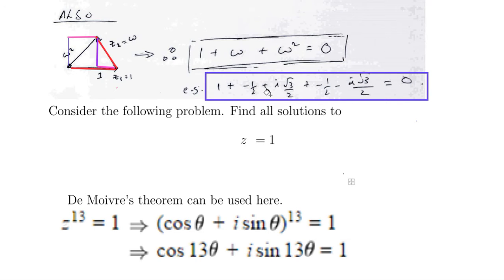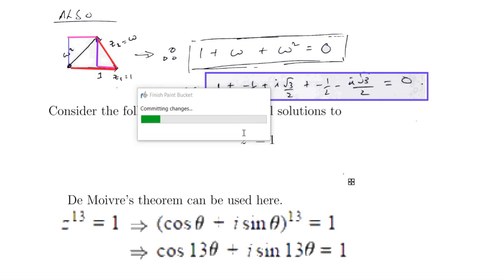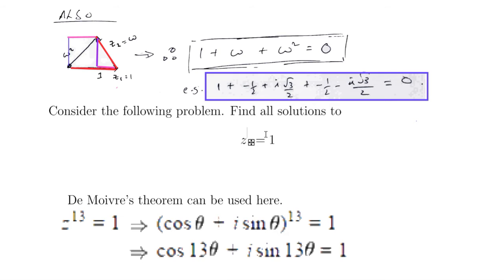Okay, consider the following problem. Find all the solutions to, and I've left it as z equals 1 in this circumstance. Imagine, if you will, that the question was specifically, hold on, it says it's finishing that paint bucket. Okay, the paint bucket is finished. Imagine, if you will, that the actual equation was z^13 = 1. What would you do to go about solving that?